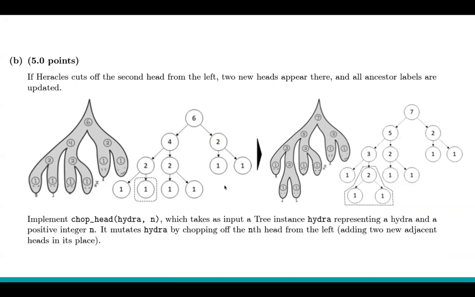So you need to implement chop_head(hydra, n), which takes as input a tree instance hydra and a positive integer n. It mutates hydra by chopping off the nth head from the left, adding 2 new adjacent heads in its place. Another thing to note here is that n is 1-indexed. So if n is 1, you'd be chopping off the leftmost head, and if n is 2, you'd be chopping off the second one from the left.